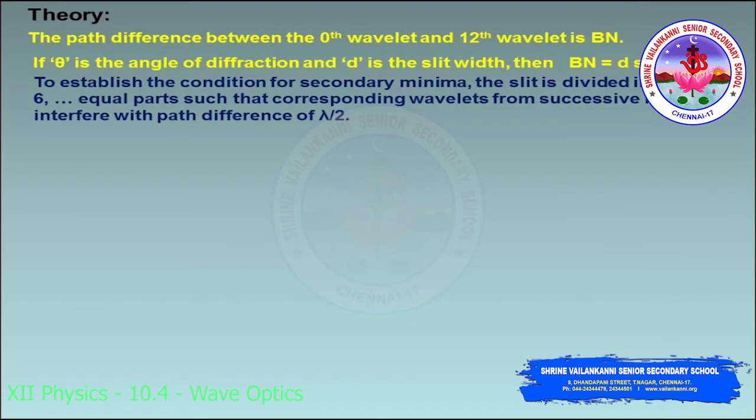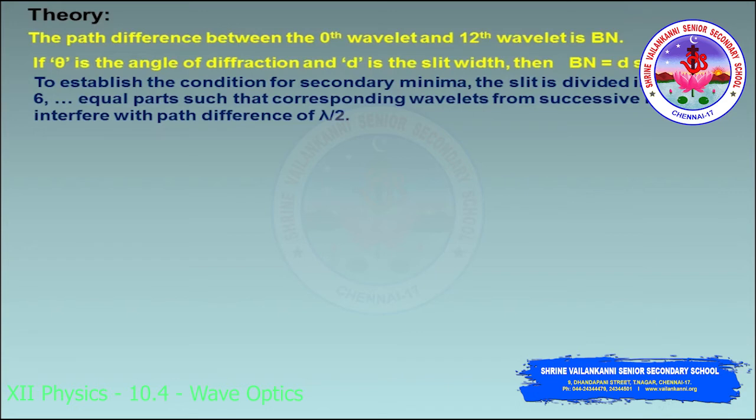To establish the condition for the secondary minima, the slit is divided into 2, 4, 6 like equal parts, corresponding to the wavelets from the successive regions interfering with the path difference of lambda by 2, right?